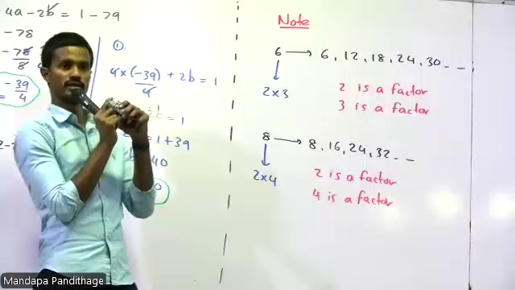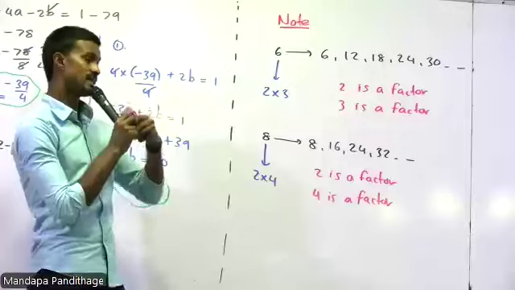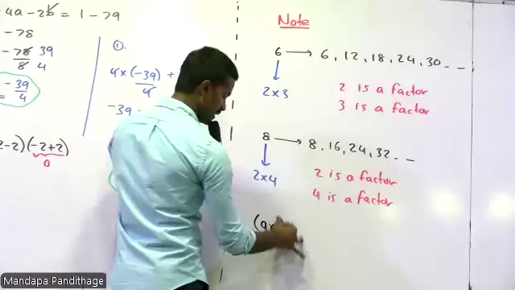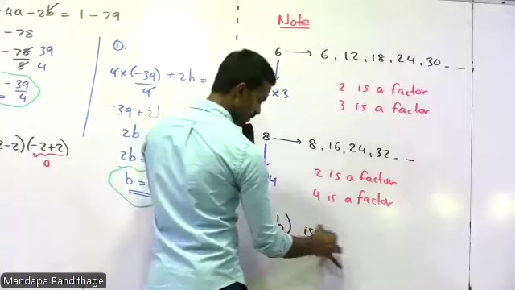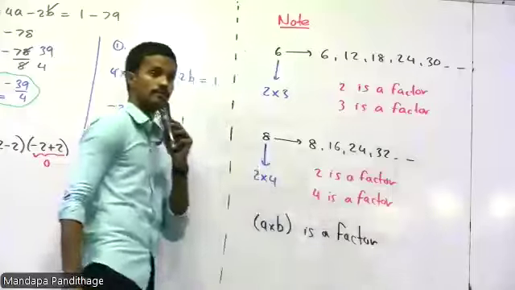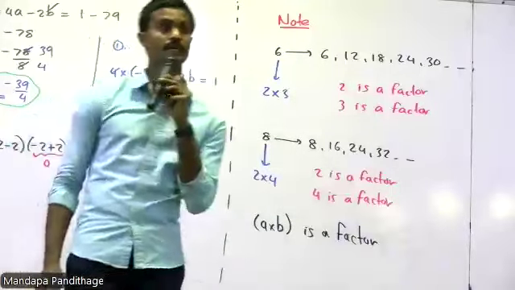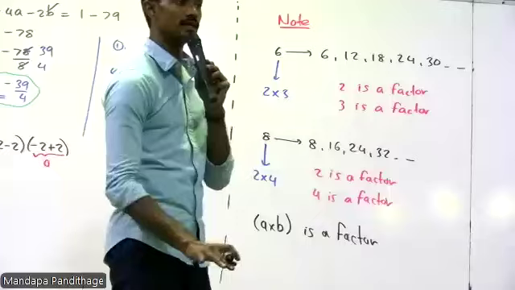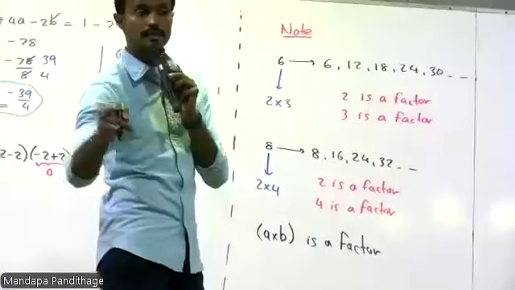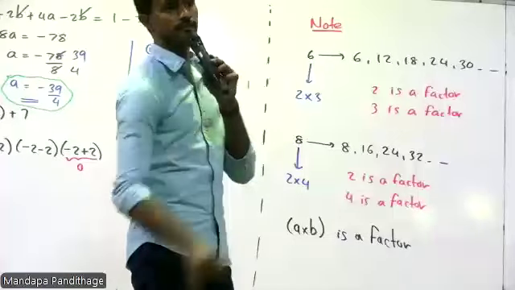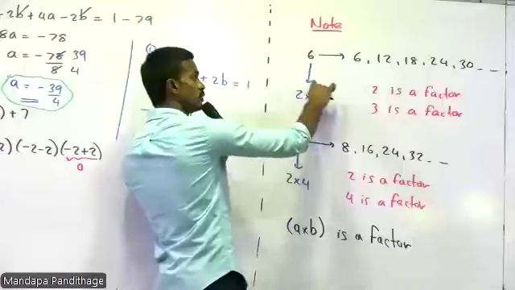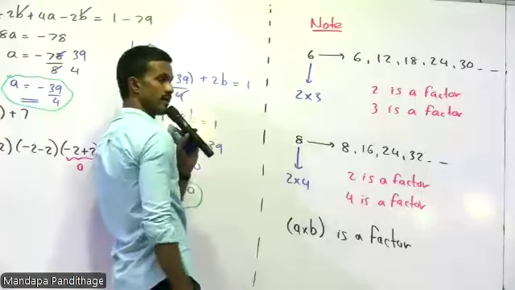Okay, now tell me, in general, when A into B is a factor, what can you say? A into B is a factor. What can you say? Separately, A is a factor and B is a factor. Because if you know the product is a factor, like 2 into 3, 2 is a factor and 3 is a factor.